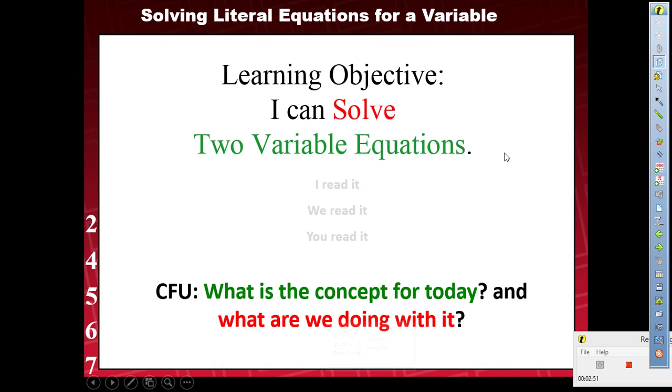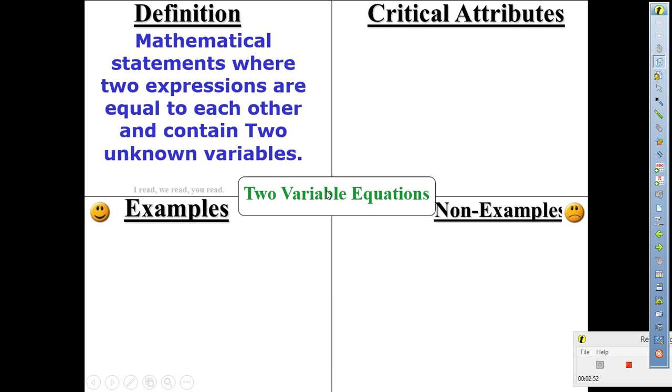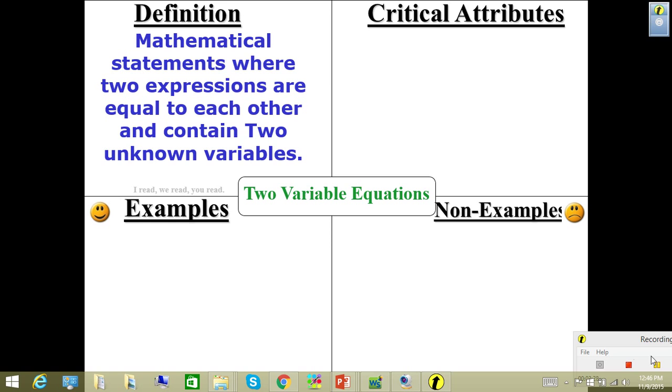Ready? So with that said, copy this. Two variable equations. And look at the definition. Can you read the definition for us, Sergio, out loud? Mathematical statements where two expressions are equal to each other and contain two unknown variables. Thank you.